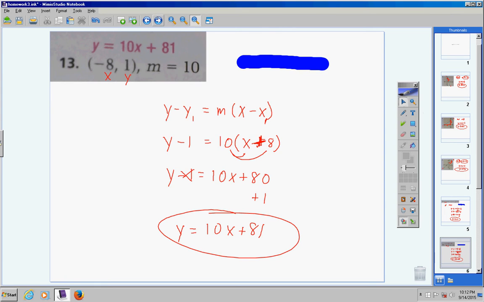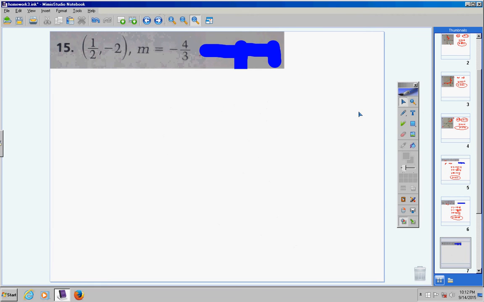Alright, moving on to number 15. Notice you're given a point and a slope. So the formula you want to use is the point slope formula. Okay, this is my x value, this is my y value. Here we go. y minus, and your y value is a negative 2, so y minus a negative 2. Of course, that makes it a positive 2.